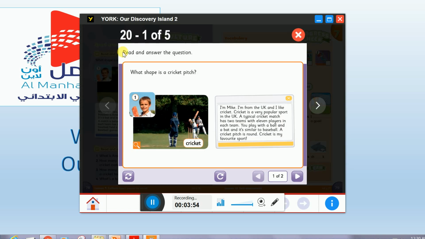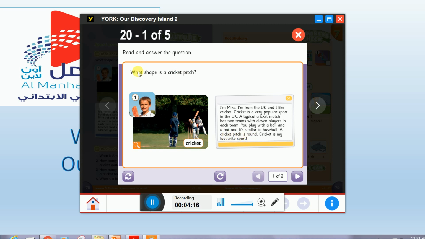So let's go to our question, the first one that I told you before. What shape is a cricket pitch? The correct answer is: a cricket pitch is round. Yes, this is the answer.